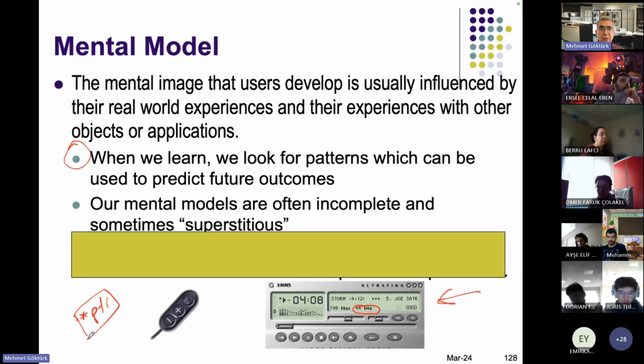So we use interfaces, for example the World Wide Web or Microsoft Teams, based on our understanding. Our understanding is called the mental model. Mental models are often incomplete and sometimes more than necessary. They include some additional capabilities which don't exist.